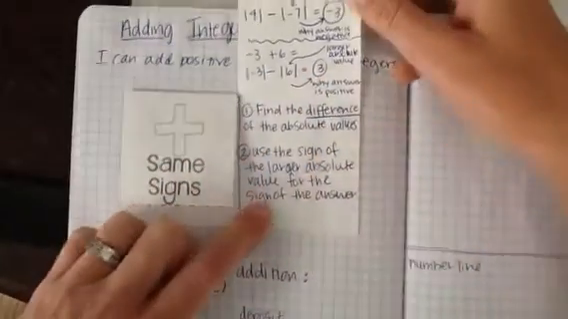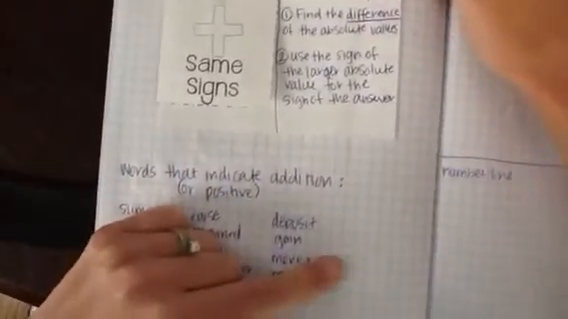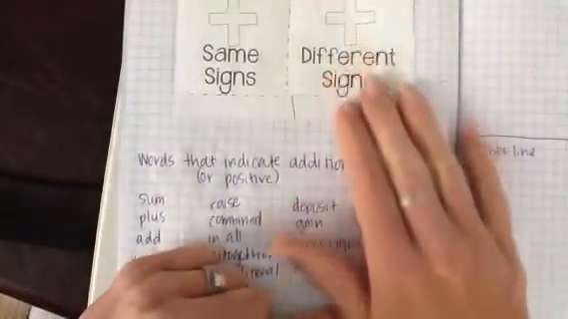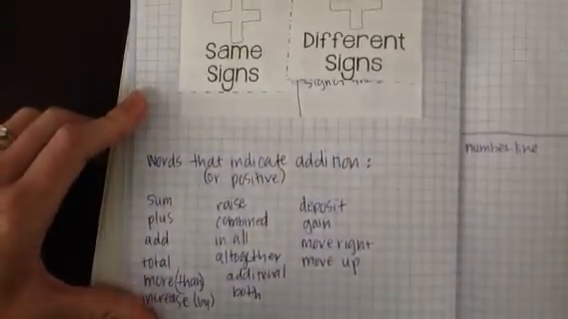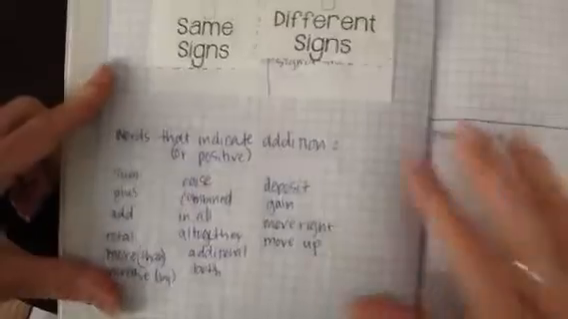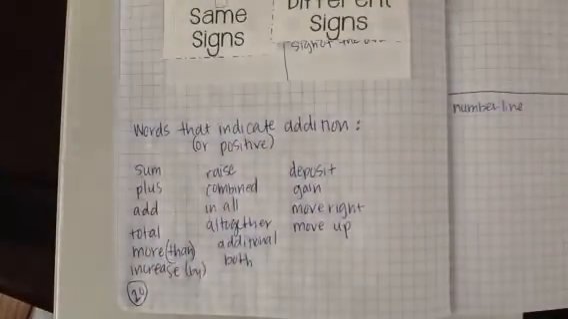Okay, so again, we're going to do many examples. If you have questions, come see me or ask a buddy. At the bottom of the sheet, I would like you to write down words that indicate addition. So, some different words that indicate addition or that you're working with a positive number.